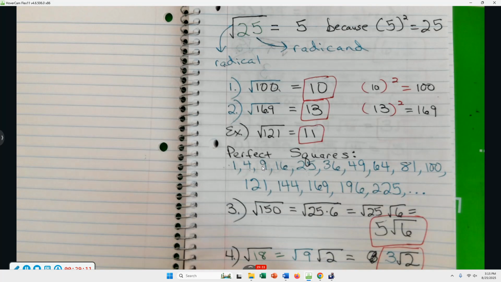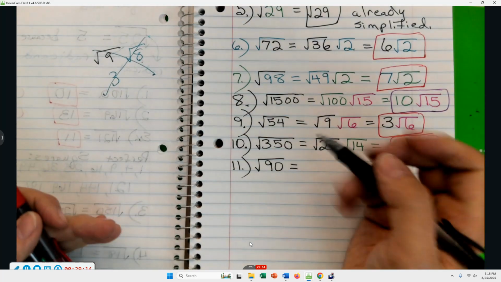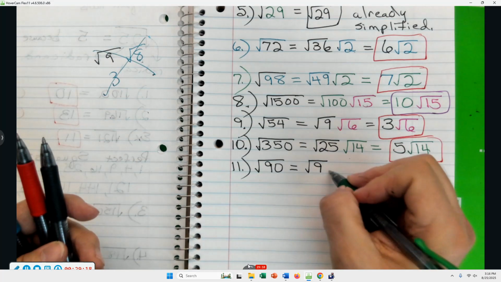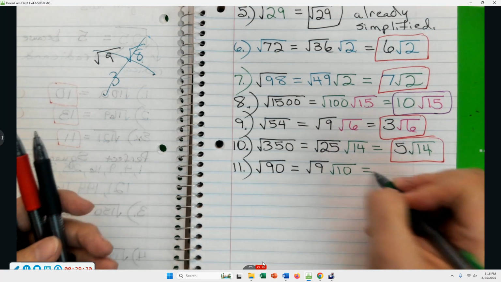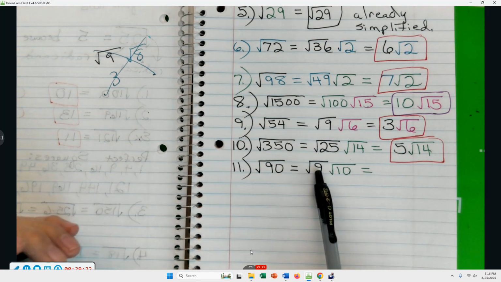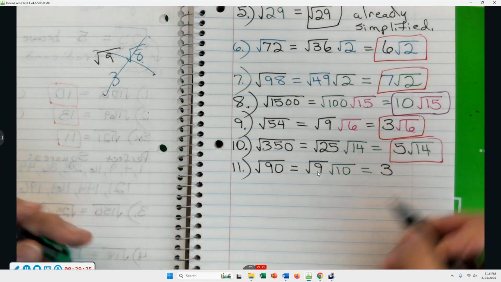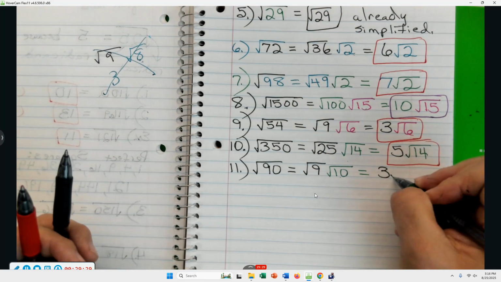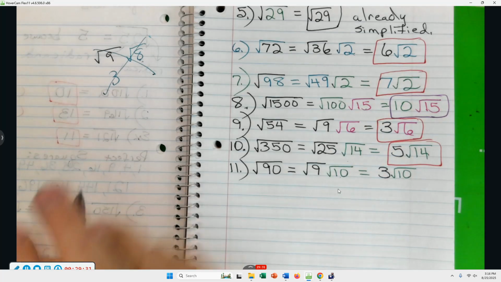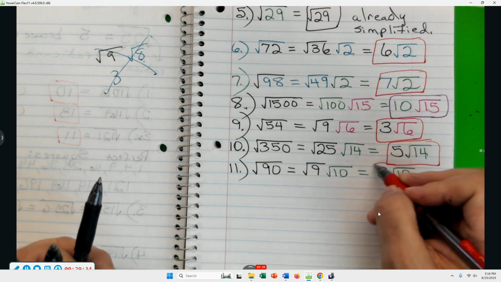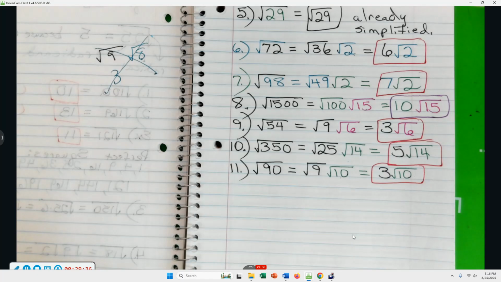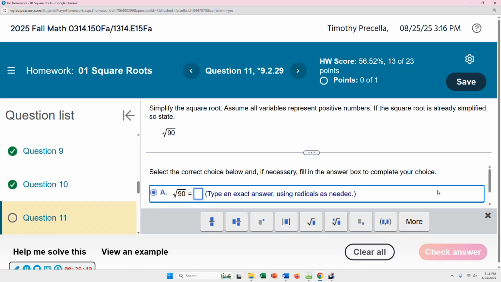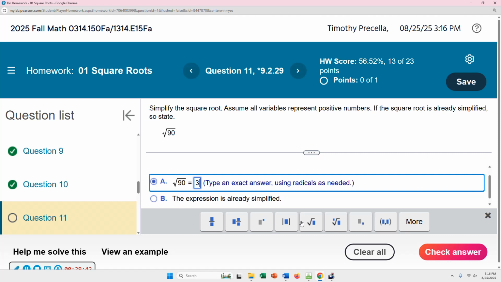9 goes in evenly. 9 times what? I heard 10. Okay, so the square root of 9 is 3. The square root of 10, I just bring over to my final answer. 3 square root of 10. Now it's going to have to get more than just that on this assignment.